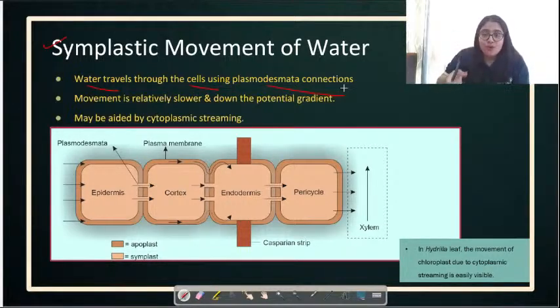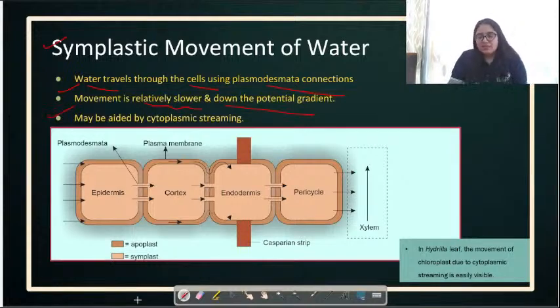Yes, because this is the only way by which the water can travel from one cell to another. Second, the movement will be relatively slower and will be down the potential gradient, and it may be aided by cytoplasmic streaming. So before jumping into the explanation of these points, let us first focus on this diagram.